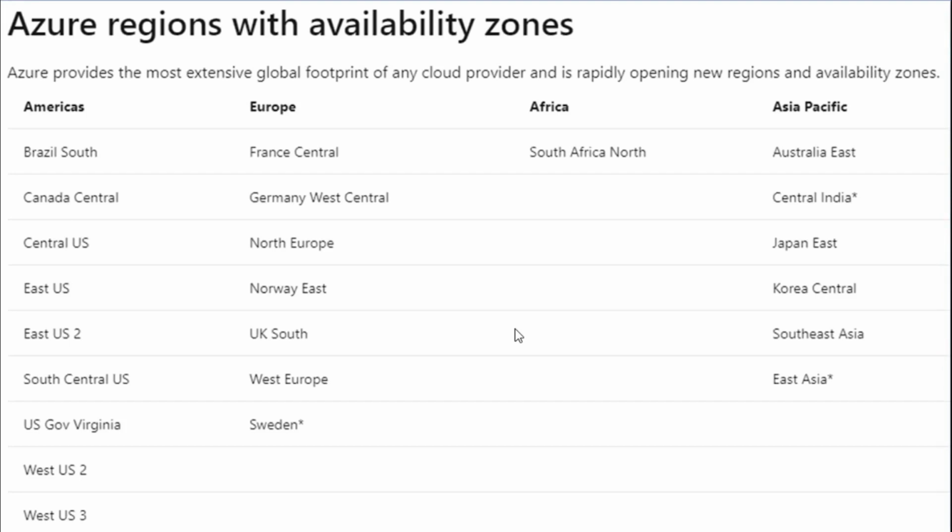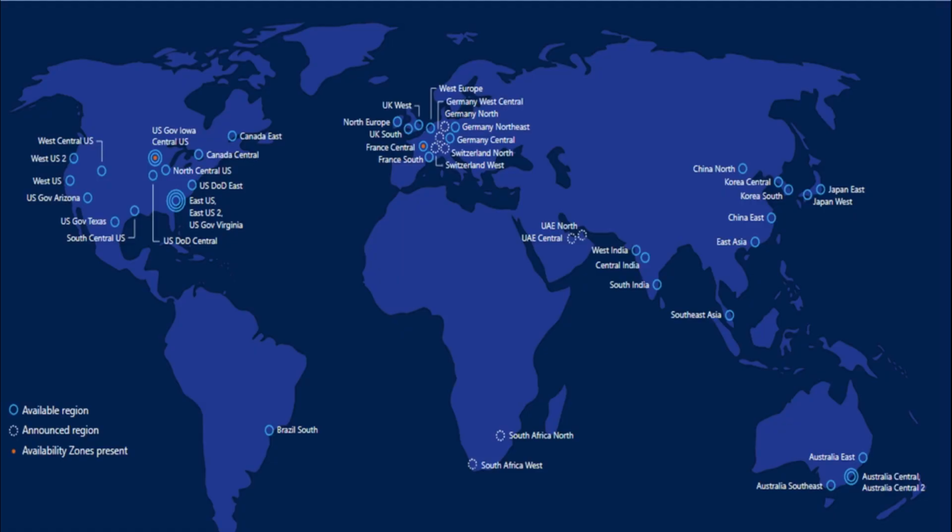So here you can see Azure provides various regions and availability zones. Some of them are listed here, like Brazil South, Canada, East US, US 2, and many more. Azure provides the most extensive global footprint of any cloud provider and is rapidly opening new regions and availability zones. Here you can see a clearer picture of availability zones and regions provided by Azure.